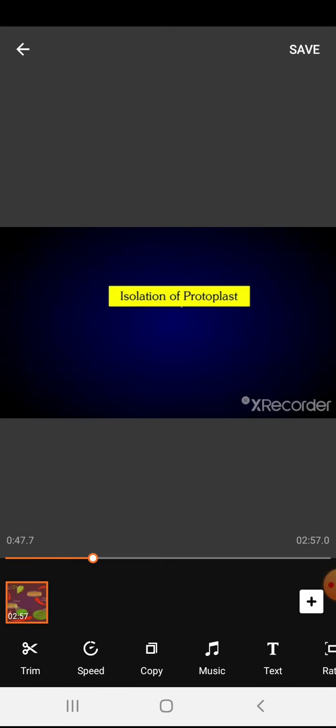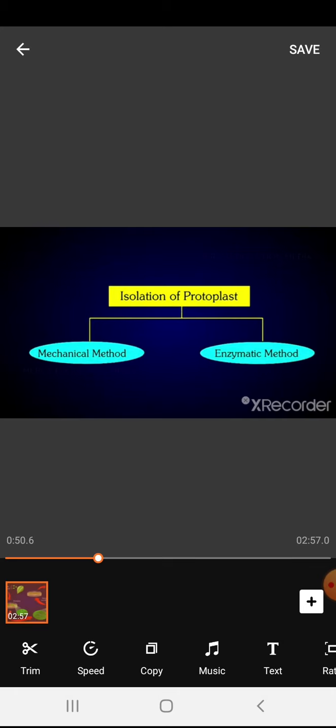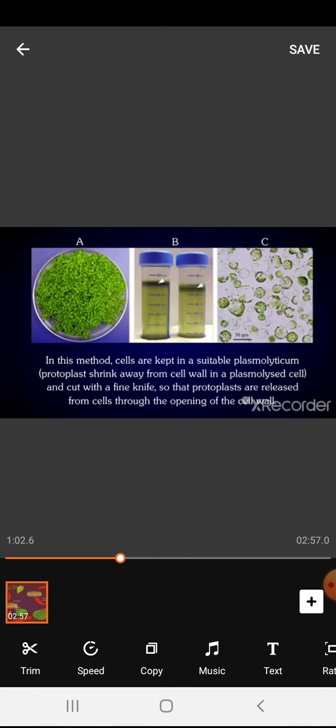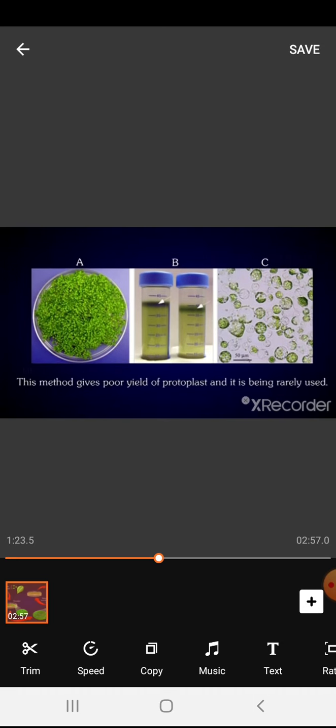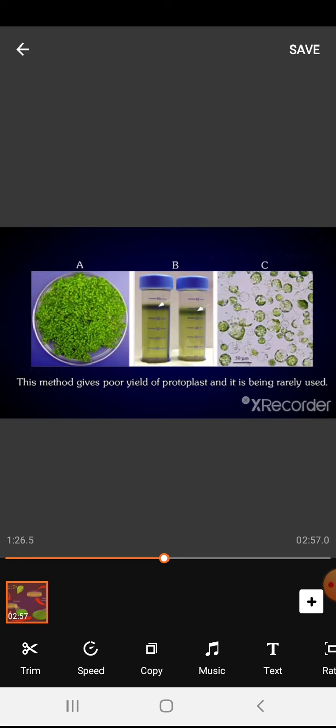Protoplast can be isolated from a variety of plant tissues using either mechanical or enzymatic methods. Let us see about the mechanical method. In this method, the cells are kept in a suitable plasmolyticum, that is, the protoplast shrinks away from the cell wall in a plasmolyzed cell, and is cut with a fine knife so that protoplasts are released from cells through the opening of the cell wall. This method gives poor yield of protoplast and is rarely used.